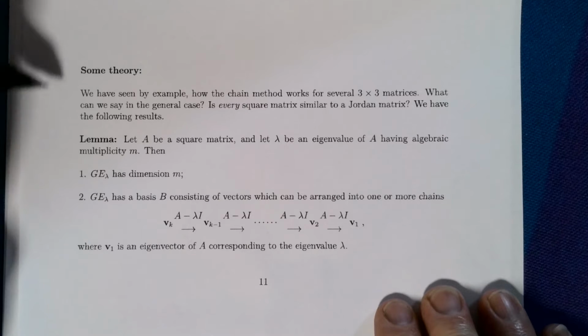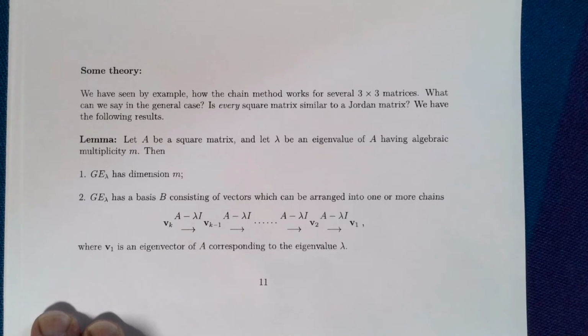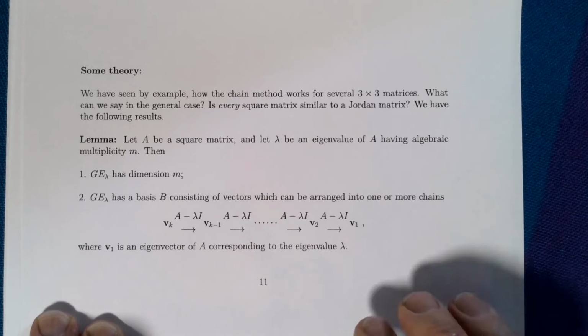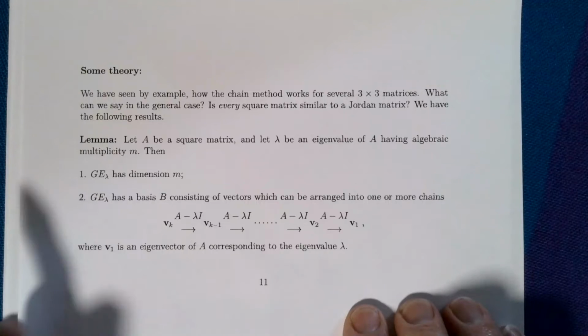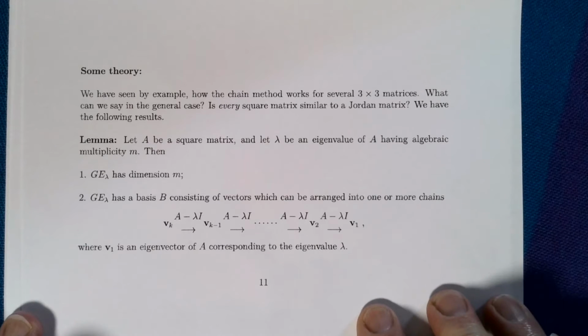So just a little bit of theory without any proofs here. We've seen by examples how the chain method works for several 3 by 3 matrices. What can we say about the general case? Is every square matrix similar to a Jordan matrix? Well, we state the following results here.